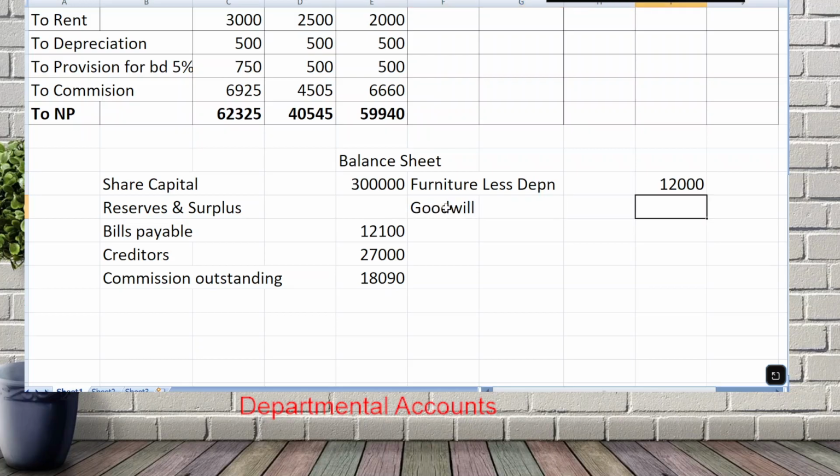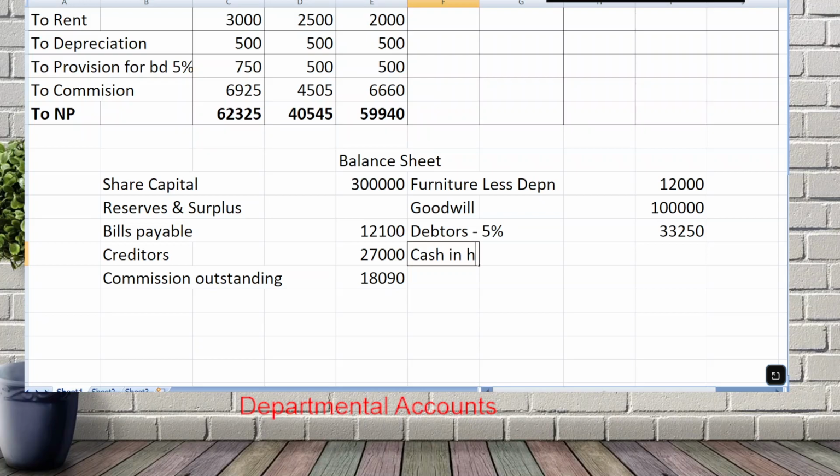Goodwill. What is the goodwill given? Then debtors minus 5%. Debtors minus 5%, how much do you get? 33, add up all the debtors minus 5%. No problem.